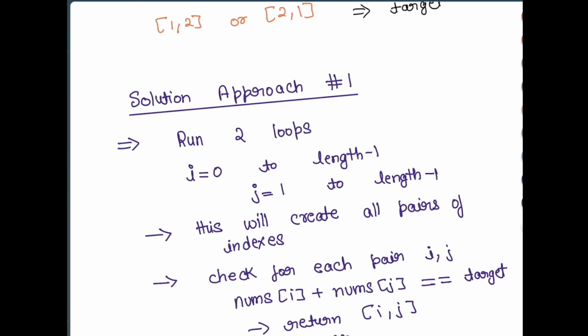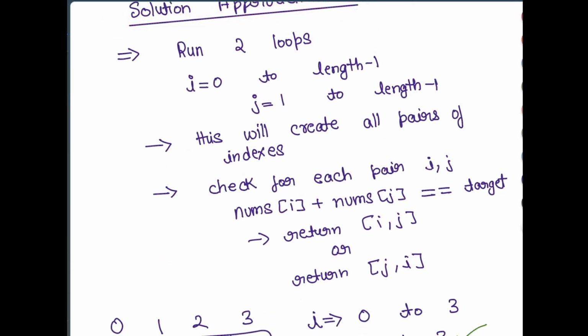Now there is one simple approach which we can follow, solution approach number 1. In this approach, we are going to run two loops. The first loop is going to run from 0 to length minus 1, whatever the length of our array is, minus 1. Let us say the loop is running with the variable i. So there is a loop which will run from i equal to 0 to i equal to length minus 1. Now inside this first loop, there will be another loop which will run from i plus 1 to length minus 1. So this is your i, right? And this is i plus 1.